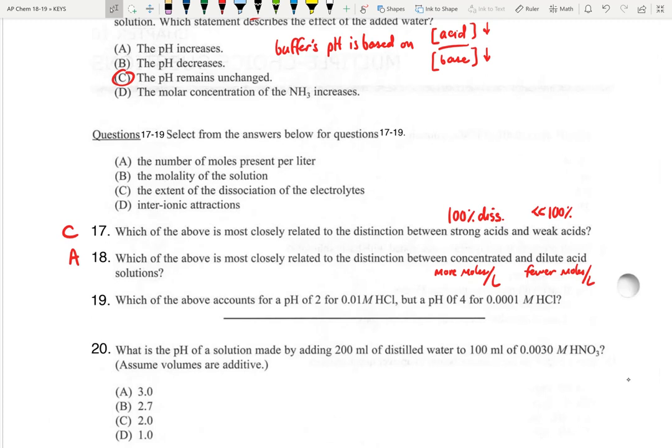Okay. The difference between these, what's the difference? These are two different molarities. And this takes us back to the previous choice, moles per liter. This one has 0.01 moles for every liter. This one has 0.0001 moles for every liter. Moles of what?